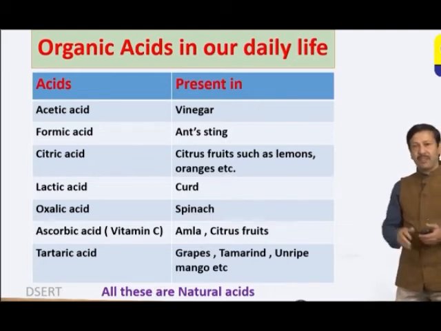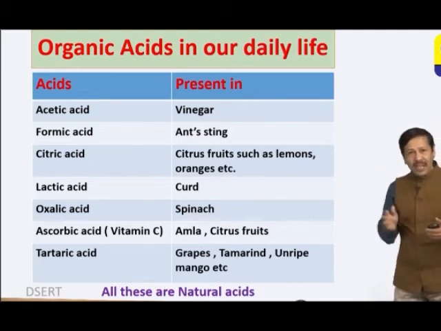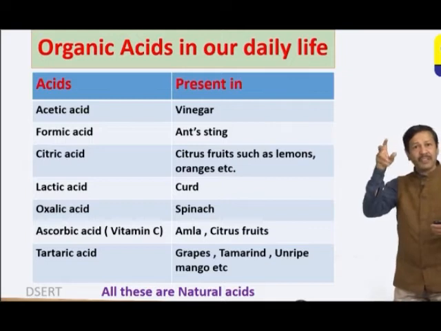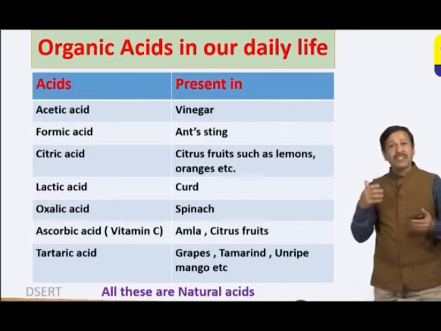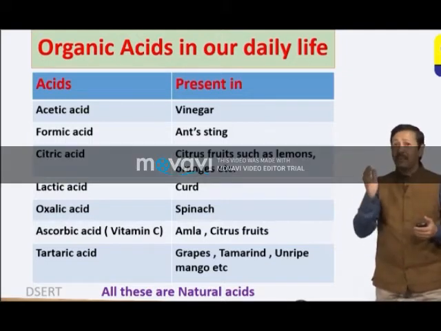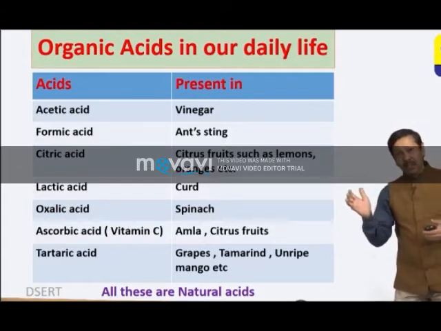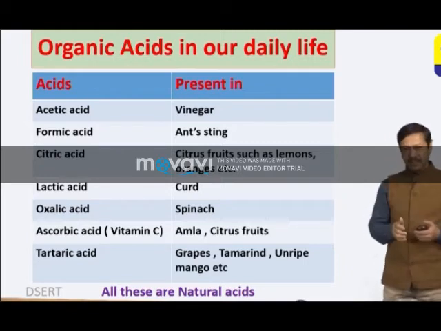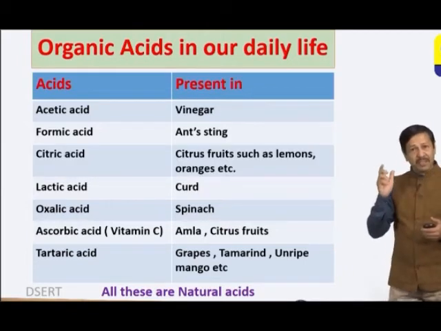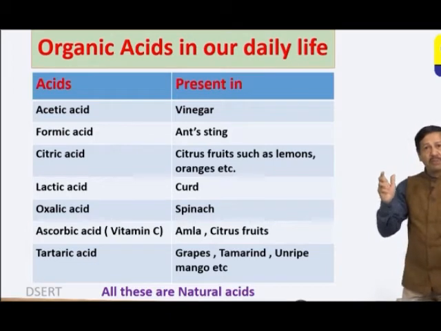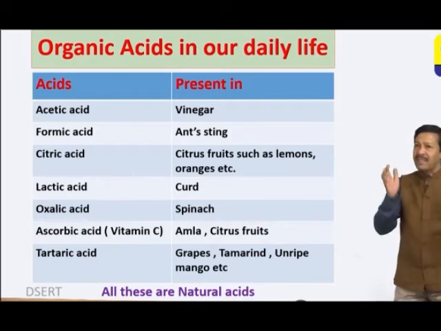Lactic acid is found in curd, oxalic acid is found in spinach. Similarly, vitamin C, commonly known as ascorbic acid, is found in amla, citrus fruits and so on. Tartaric acid is found in tamarind, grapes, unripe mangoes and so on. All these are found in nature, hence these are called natural acids.